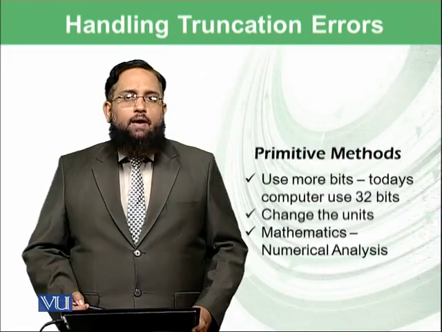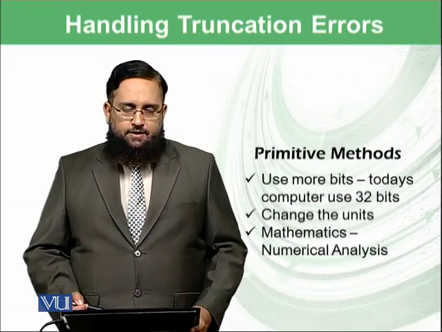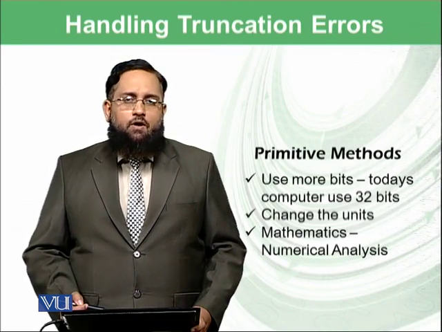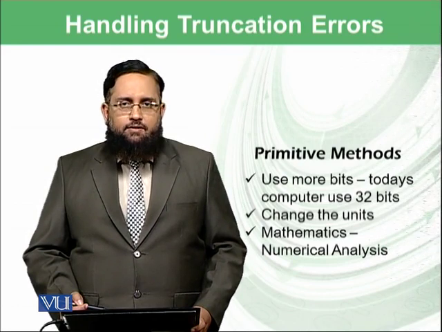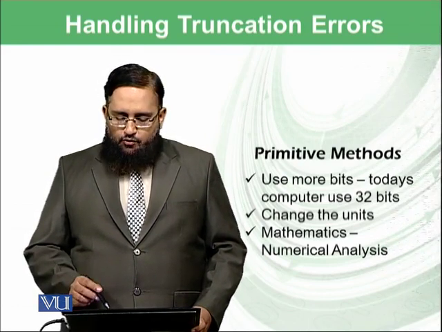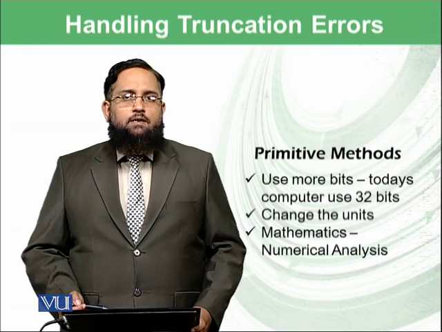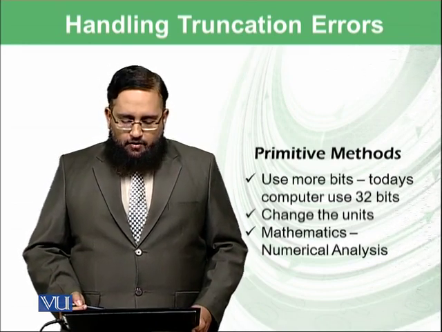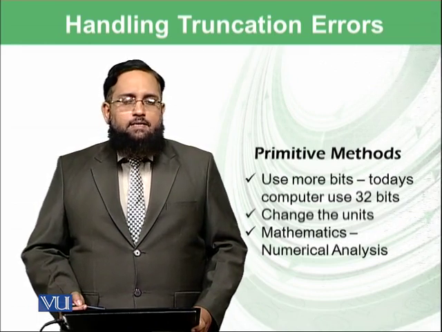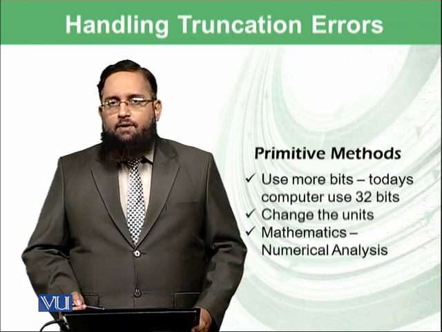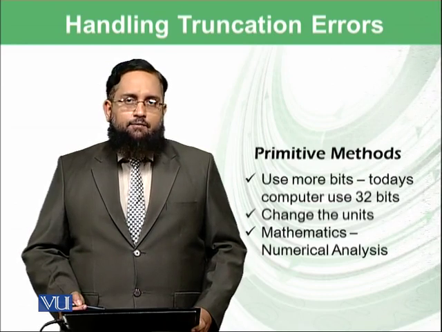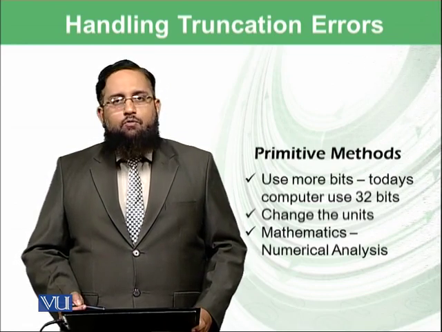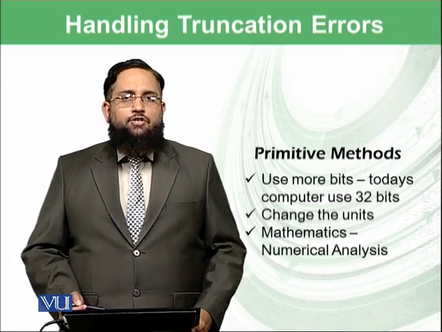So how do we handle such truncation errors? There are different methods. One of them is called the primitive method. It is a very easy method, and it says that you use more bits. Today's computers normally use 32 bits rather than 8 bits. So in this scenario, today's computer might not have such a truncation error at first glance as we encountered. However, there could still be a chance that a truncation error occurs.